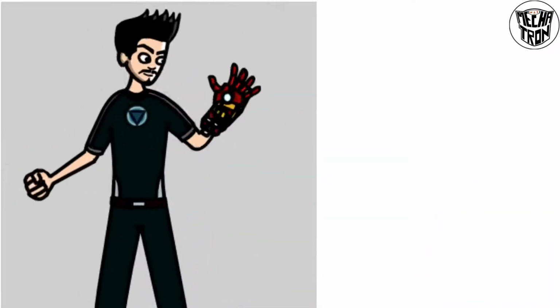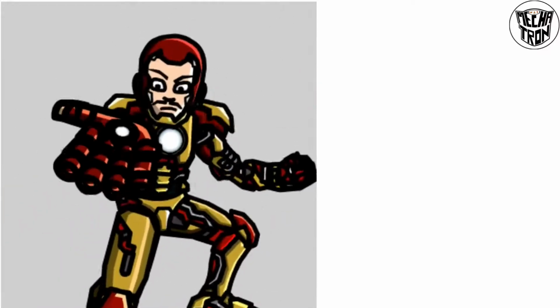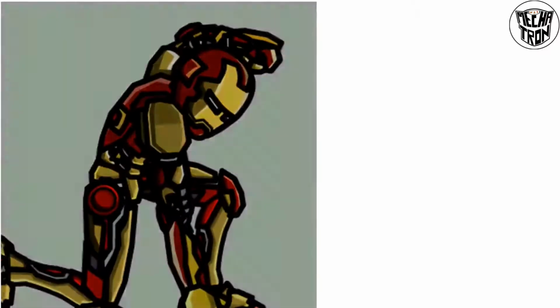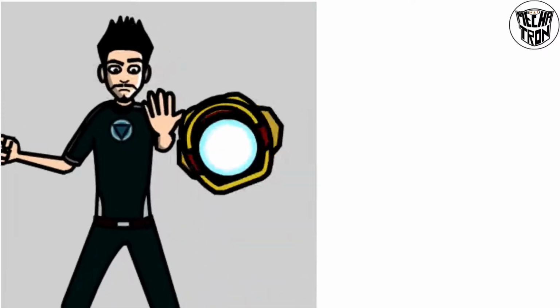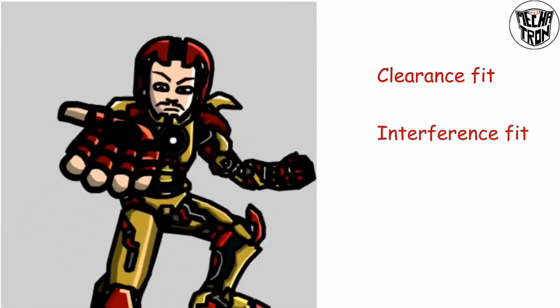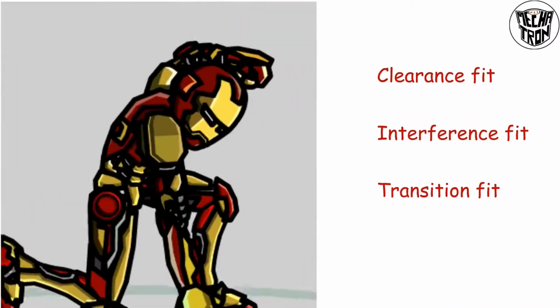And in the Iron Man 2 movie, Iron Man used several fits for the suit-up. During that arrangement, Iron Man used only 3 fits, that is clearance fit, interference fit and transition fit. We will see these one by one.